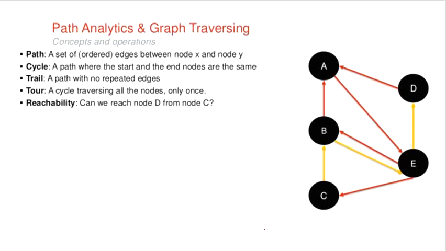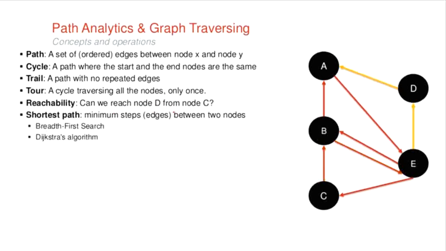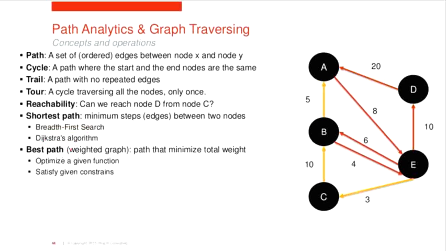Okay. Then reachability is simply if there does or does not exist a connection from D to C or one node to the other node. Shortest path, this is something you must be familiar with. Shortest path is the minimum distance between any two given nodes. This can be breadth first search, and in many applications we use Dijkstra algorithm for this.